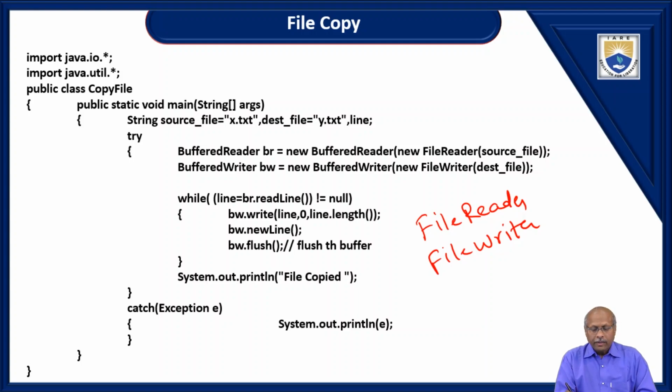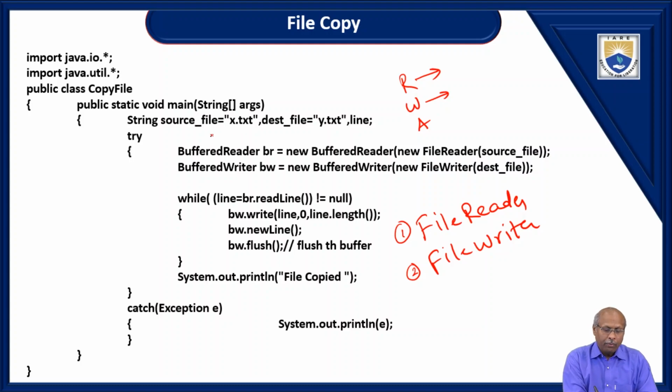So for this, you have to depend on two important classes, that is the file reader class as well as the file writer class. File reader class will allow you to open the file in read mode, and file writer class will allow you to open the new file in write mode. Already in the previous session, we have seen the various modes: read mode, write mode, append mode. So for copy, I need one file in read mode, another file in write mode. So open two files.